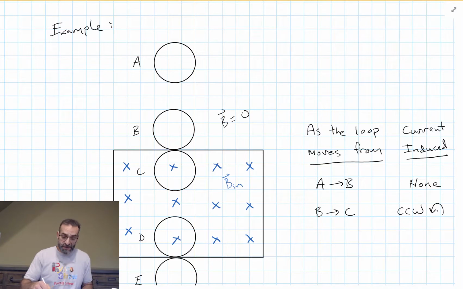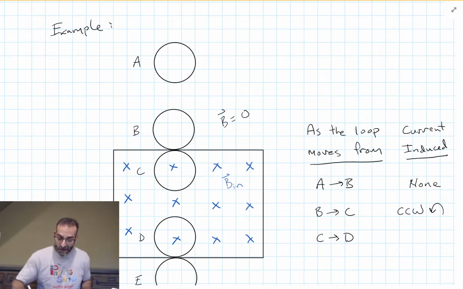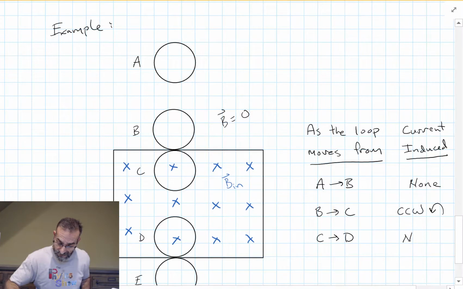Now the wire moves from C to D. We'll assume that our wire has at least a tiny bit of resistance. So if the source of EMF goes away, the current would also go away. As it moves from C to D, there is no change in the magnetic flux. It's constant the whole time. So there is no induced EMF and no current.